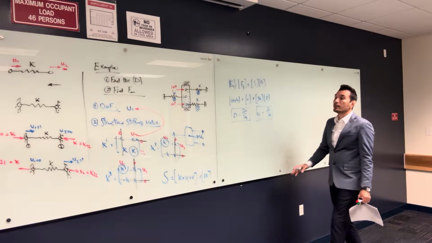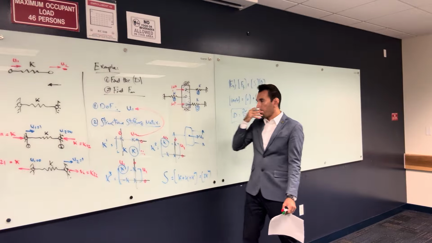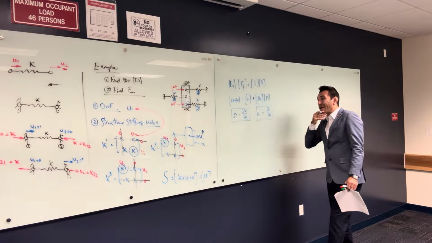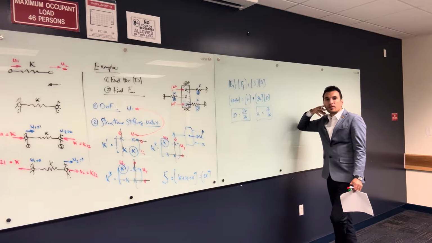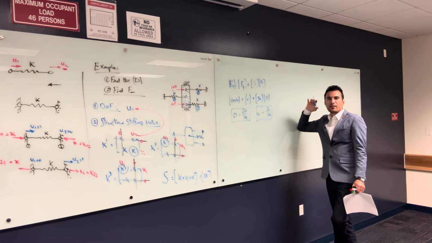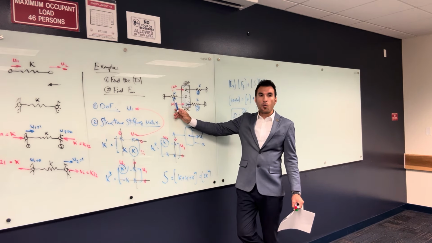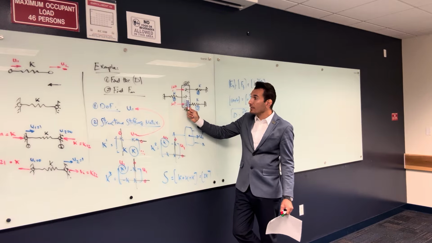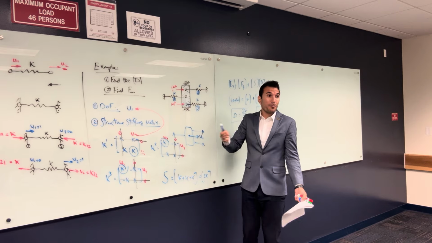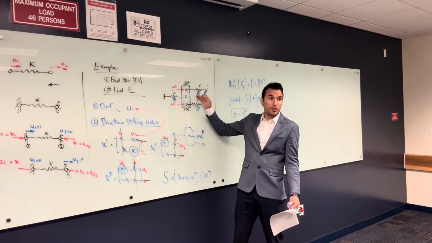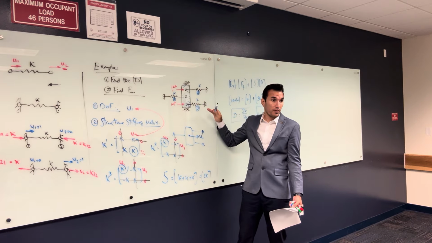What if I want to find the force in each one of these springs? Can you guys tell me what is the force in each one of these springs without any calculations? This one is tension or compression? Tension. What is the value of this tension? 20 over 3, right? Because the whole 20 force is going to be distributed one third, one third, one third.